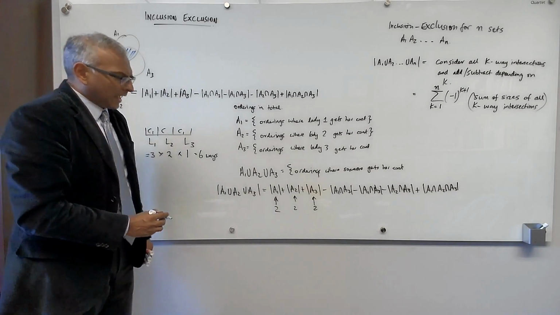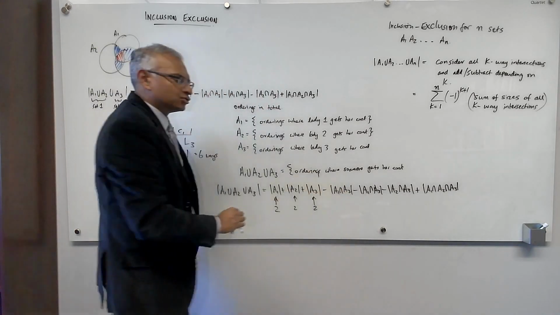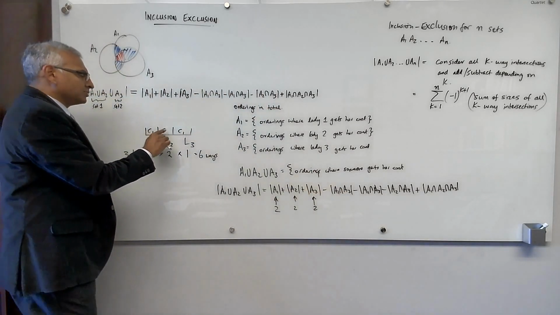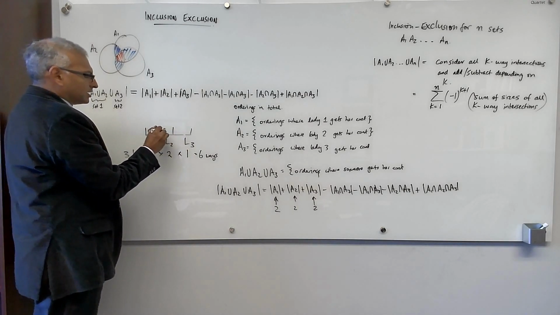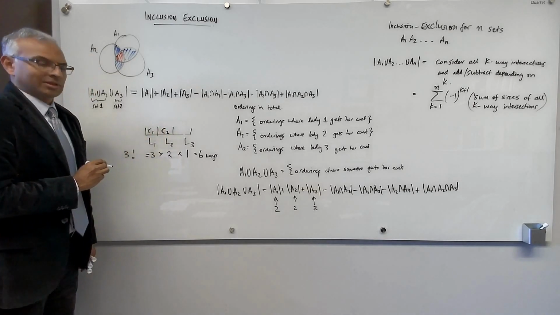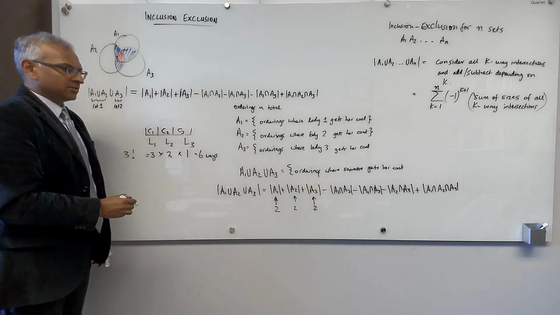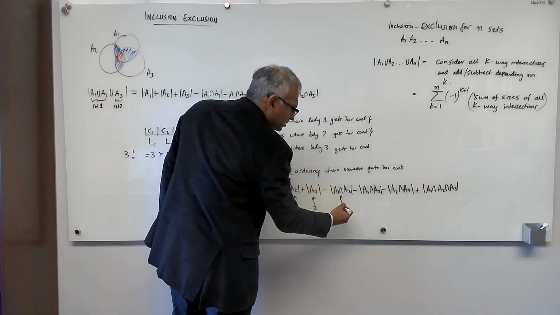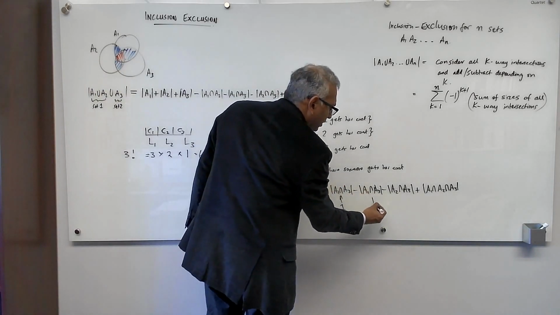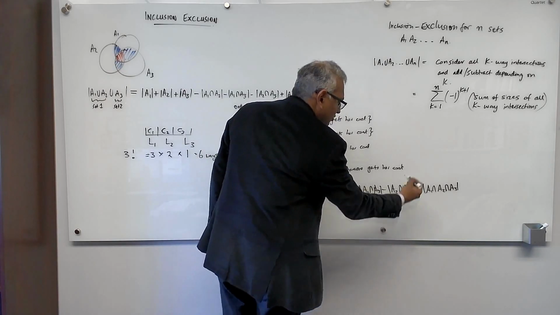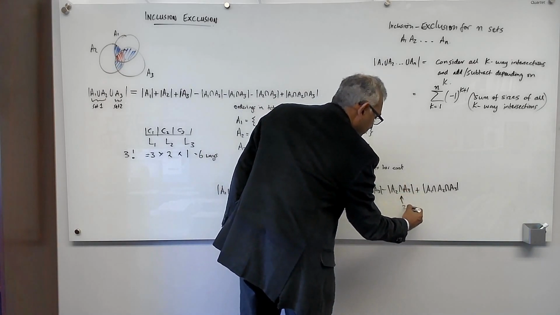Okay. Now, A1 and A2. If A1 and A2 get their coats, so lady 1 gets coat C1, lady 2 gets coat C2, well, that just leaves coat C3 for lady 3. So there's only one way in which A1 and A2 get their coat. And similarly, there's only one way for A1 and A3, and only one way for A2 and A3.